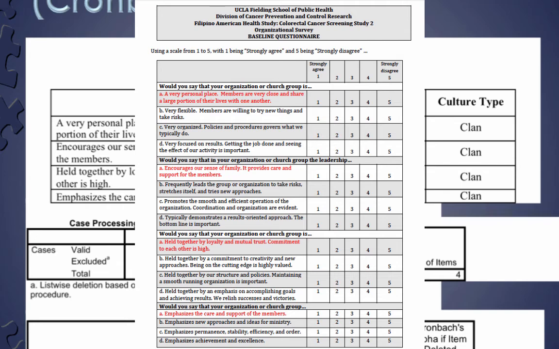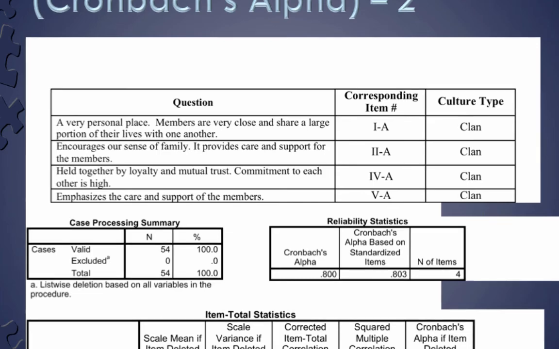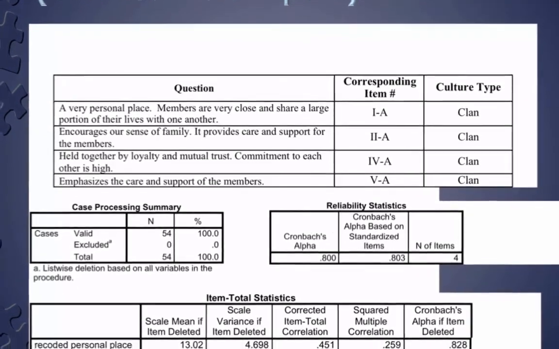If you looked at all the other ones, all the B's, all the C's, all the D's, they would measure hierarchy, autonomy of the organization. So these different items in this entire questionnaire measure different things. There are different subscales, different domains. And the one that we're going to look at is the 4 questions that measure clan.